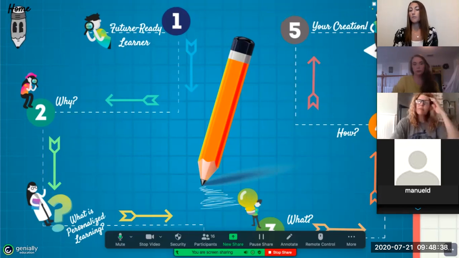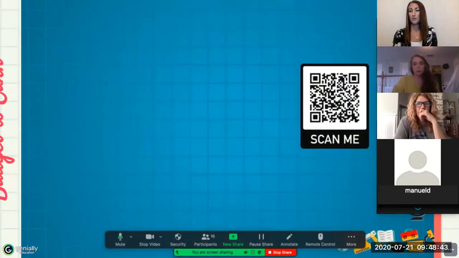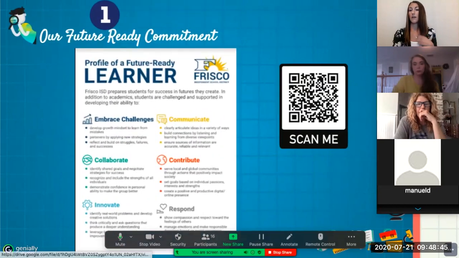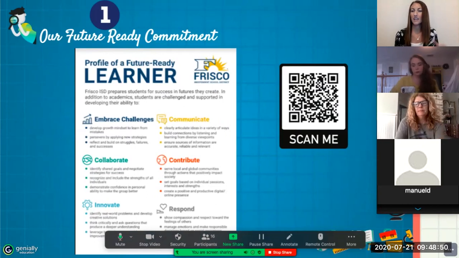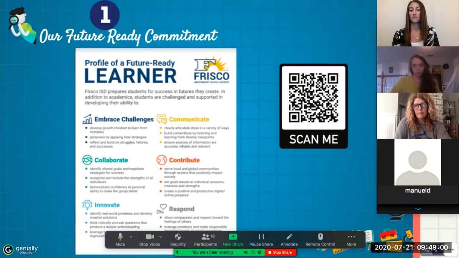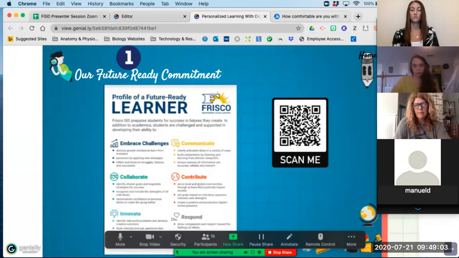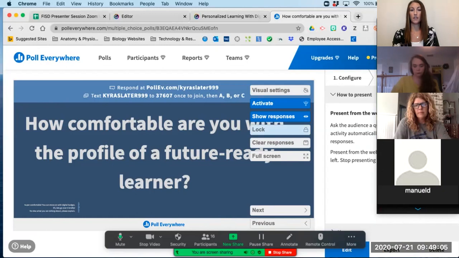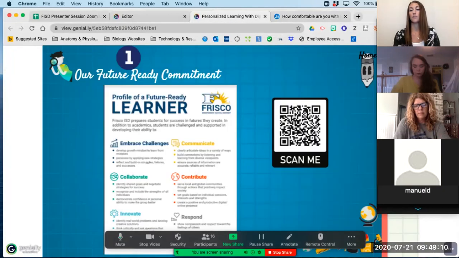So the first thing that we have been asked to talk about is what is a future ready learner? I know you guys have already been in a presentation and I don't know what they went over. So I wanted you to go ahead and scan this QR code for me so I can get a grasp at how much I need to go over this. So if y'all could scan that and answer the question on there. The question is, how comfortable are you with the profile of a future ready learner? But there's the QR code again if you need it.